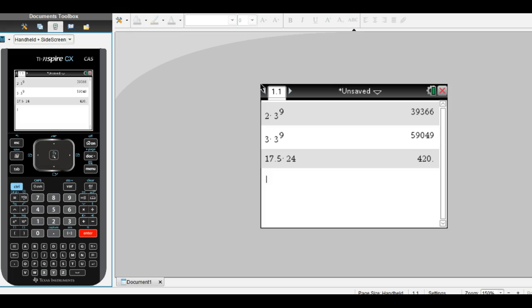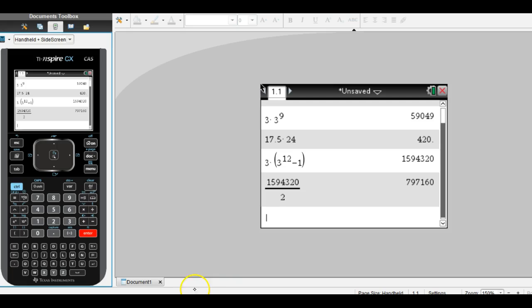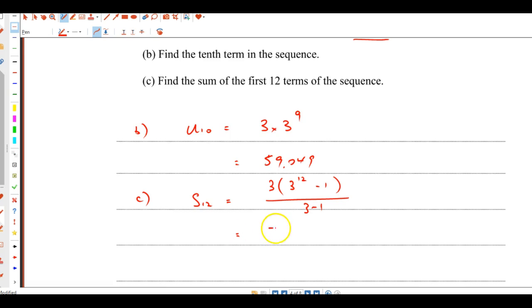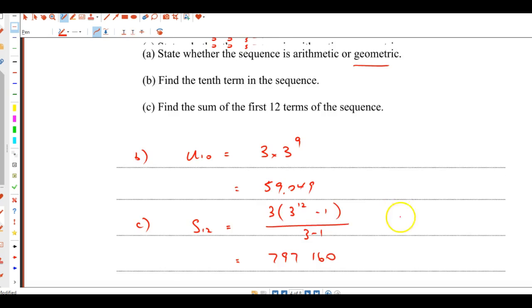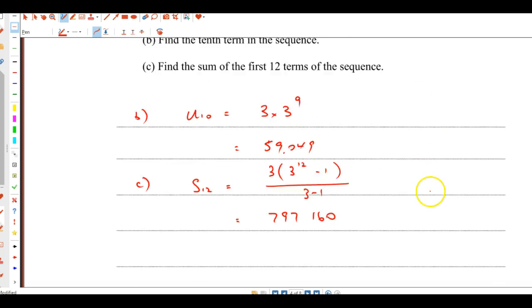We need to go back in here and calculate 3 by bracket 3 to the power of 12. It's going to be a large number. 3 to the power of 12 minus 1. So I'm going to take that value and then divide it by 2. So I get 797160. Hopefully that's right. 797160. Large sums with these geometrics.